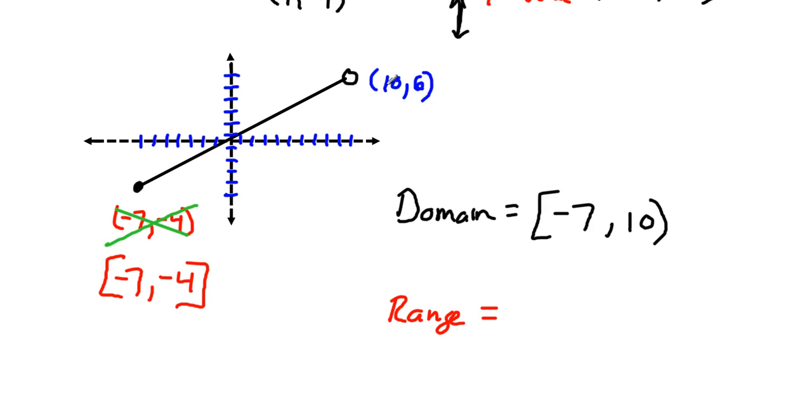Okay, and then range, you're going high to low. The low point is here, and that's the negative 4. The high point is here, and that y value was at 6.